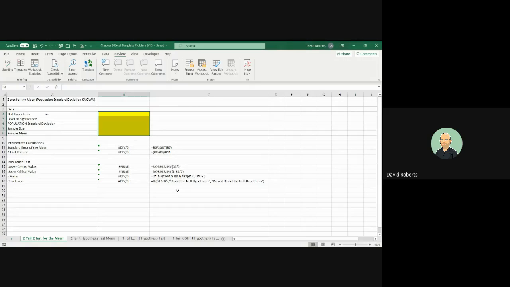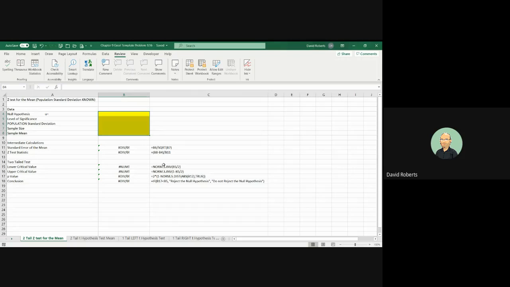Welcome to problem 916 on page 288. This is the first Excel example from chapter 9 on hypothesis testing. In this particular case, we have our bottled water, as has been a theme throughout the course, and we are given the fact that they want to test whether the actual amount of water in the 1 gallon bottle is actually 1 gallon or whether it's different.